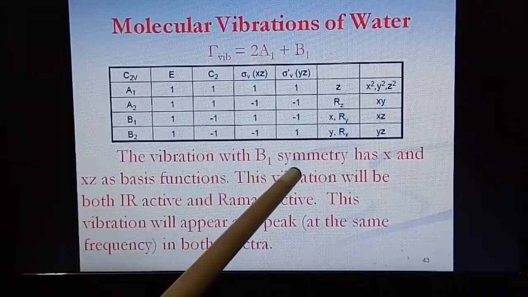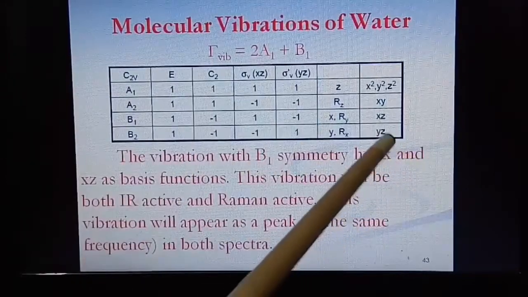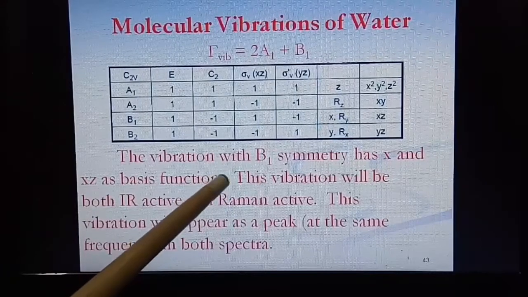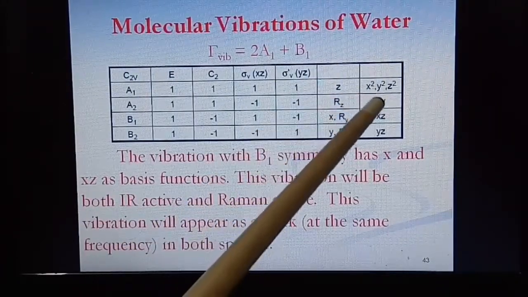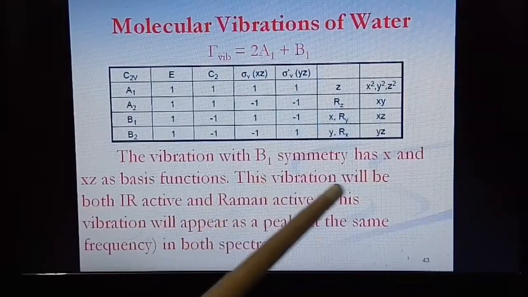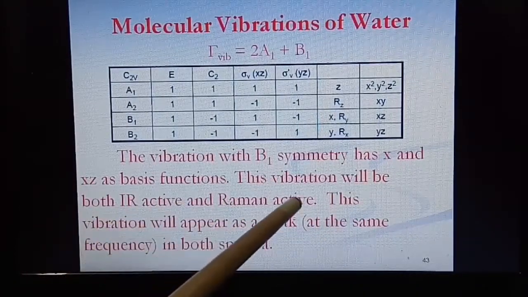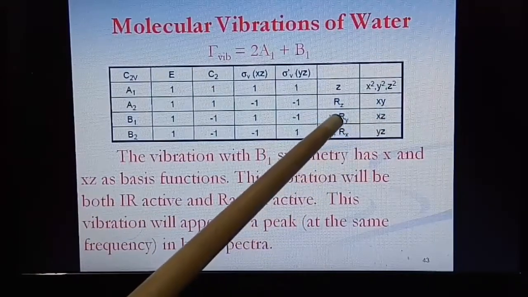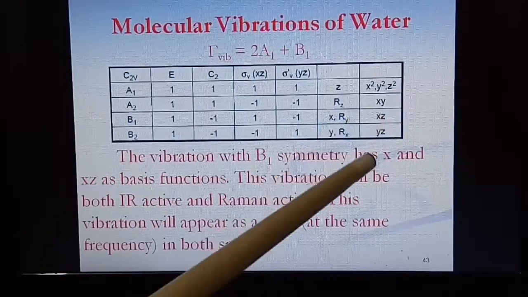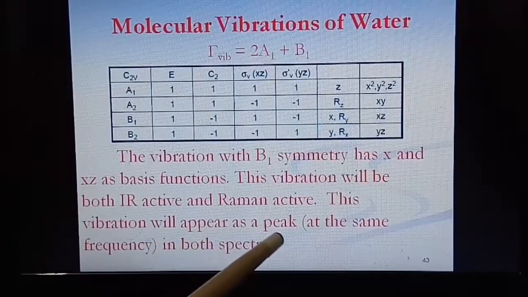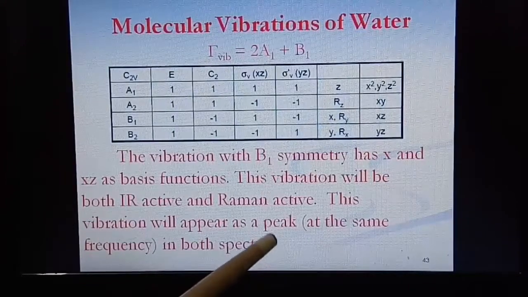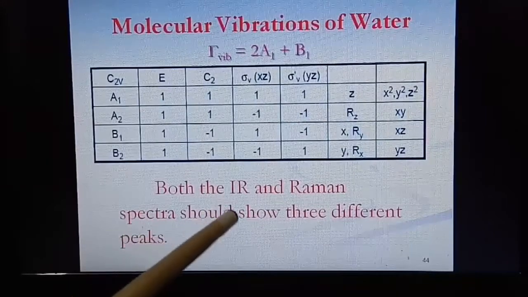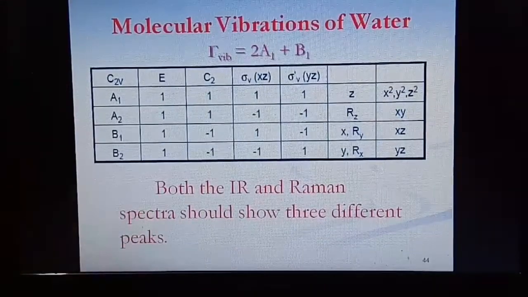The vibration with B1 symmetry has x and xz as basis functions. This vibration will be both IR and Raman active. So this B1 will also be IR and Raman active, because this is x and this is the quadratic function. This vibration will appear as a peak at the same frequency in both the spectra. Both IR and Raman spectra should show three different peaks.